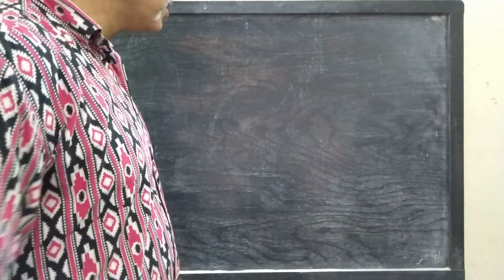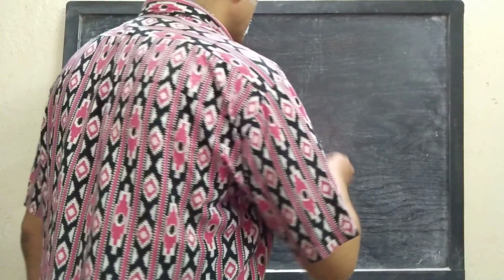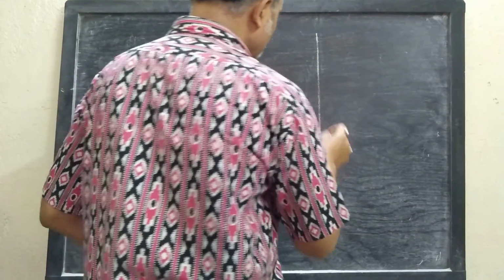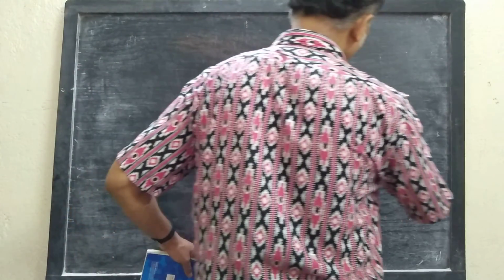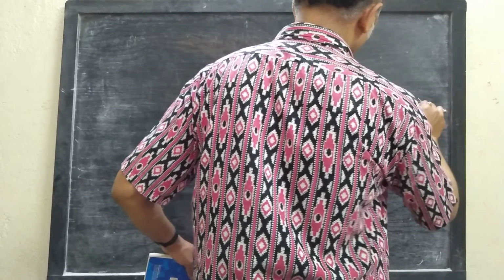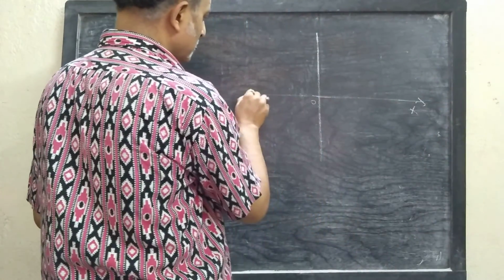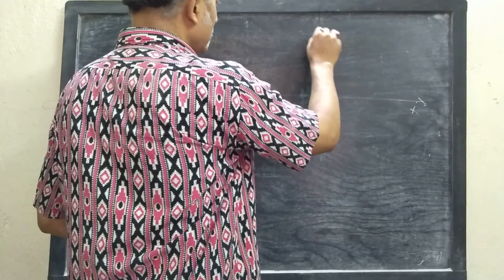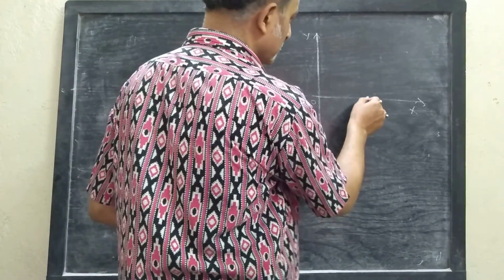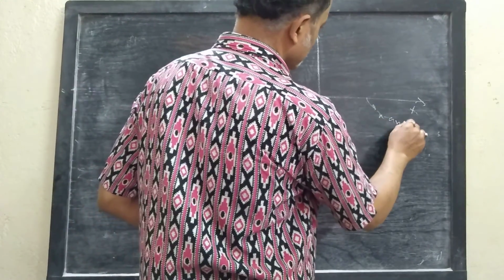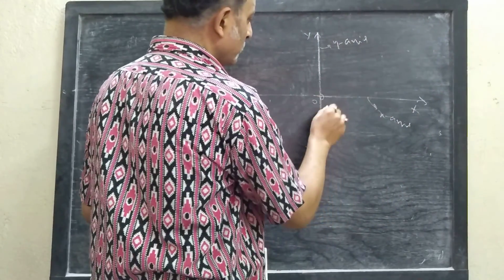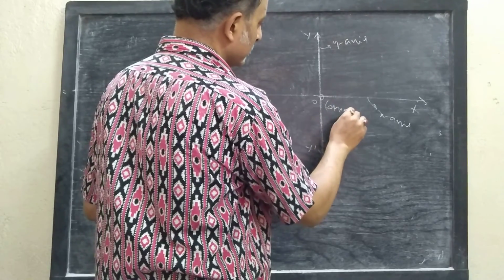So first recall the Cartesian system of coordinates. For this we consider two mutually perpendicular straight lines, one XOX' and the other YOY'. They are known as x-axis and y-axis respectively. And this point O is known as the origin.